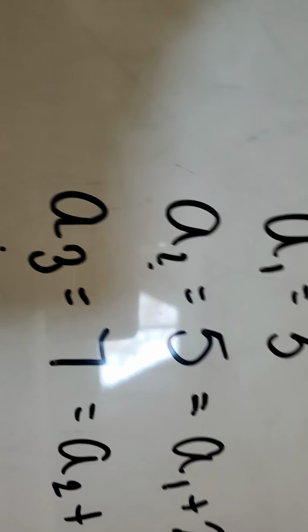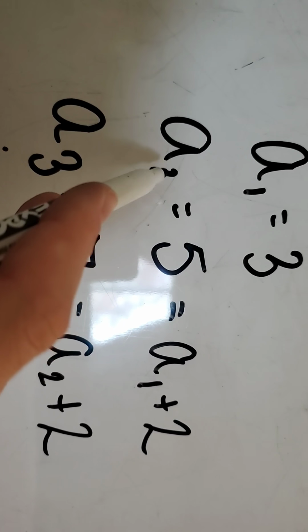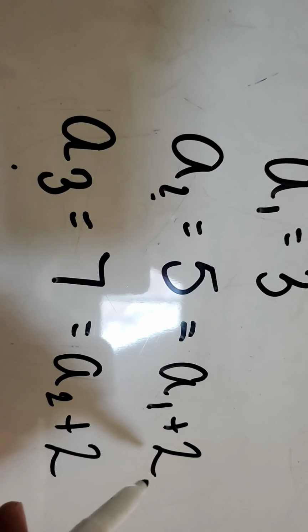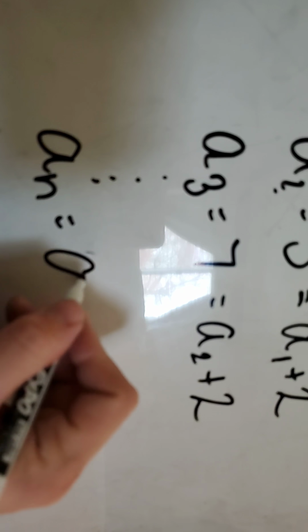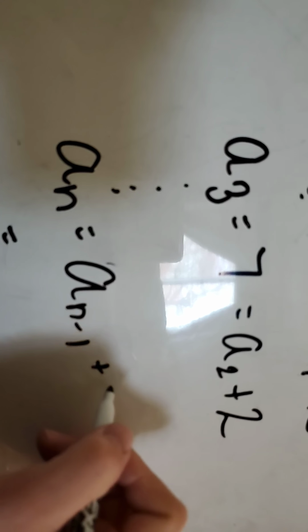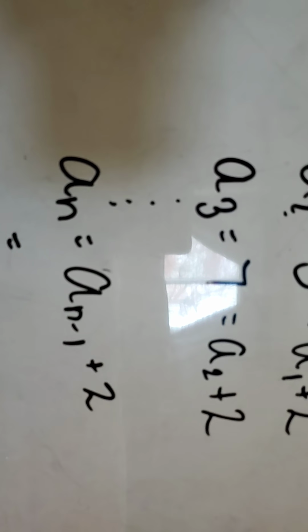So if I want to write A2, well, it's just the term before it, A1, plus 2. Okay, so AN is the term before it, AN minus 1, plus 2. Okay. AN is AN minus 1 plus 2.